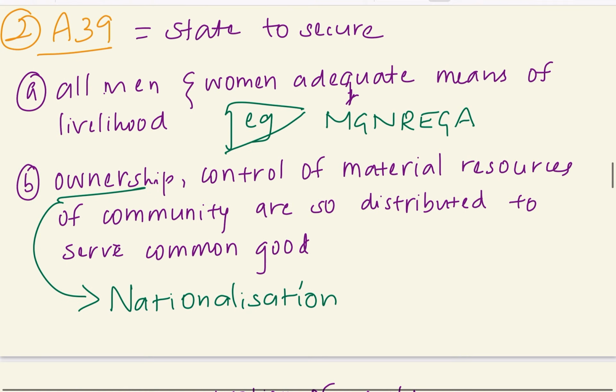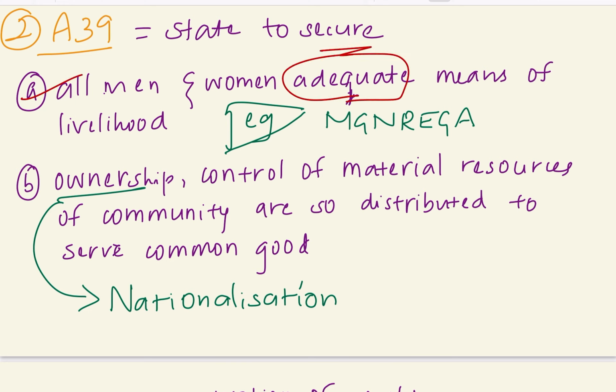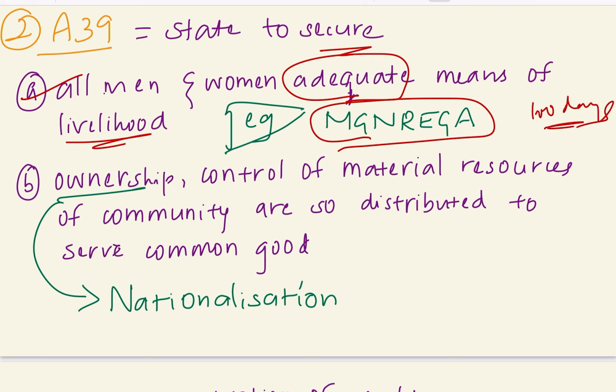Article 39 asks the state to secure for all men and women adequate means of livelihood. The best scheme for this is MGNREGA, that is, it is providing guaranteed employment for 100 days, right? So through this scheme, it is providing adequate means of livelihood for all men and women. That is what is provided in the DPSP under Article 39A. Next we have Article 39B.